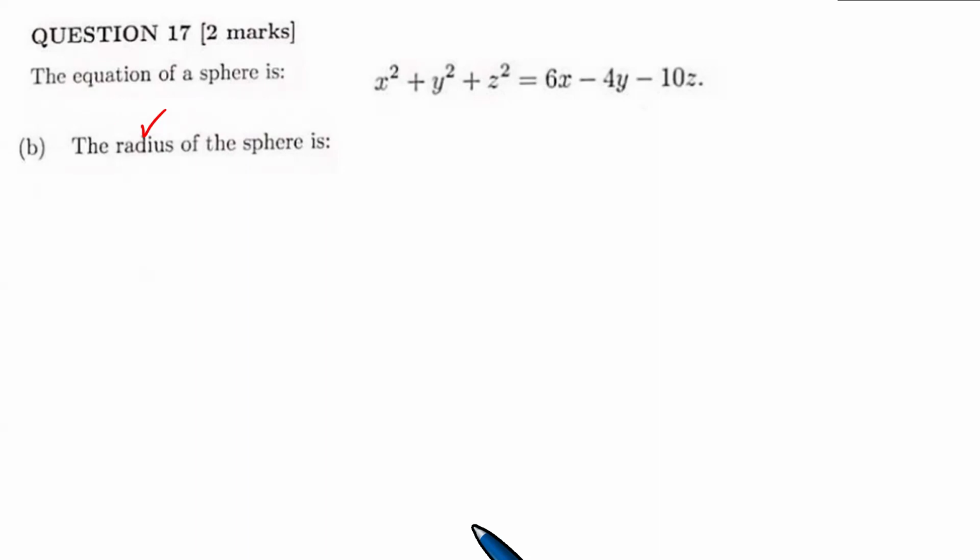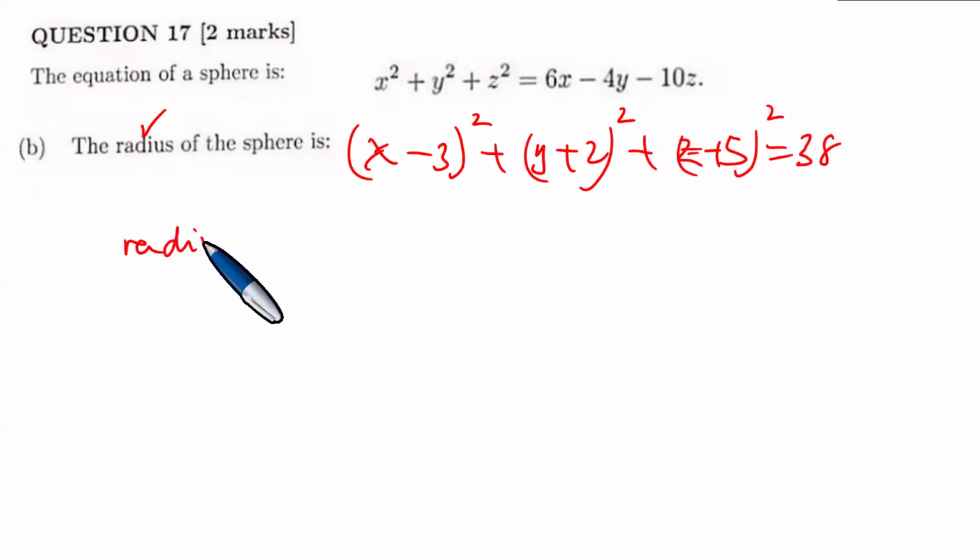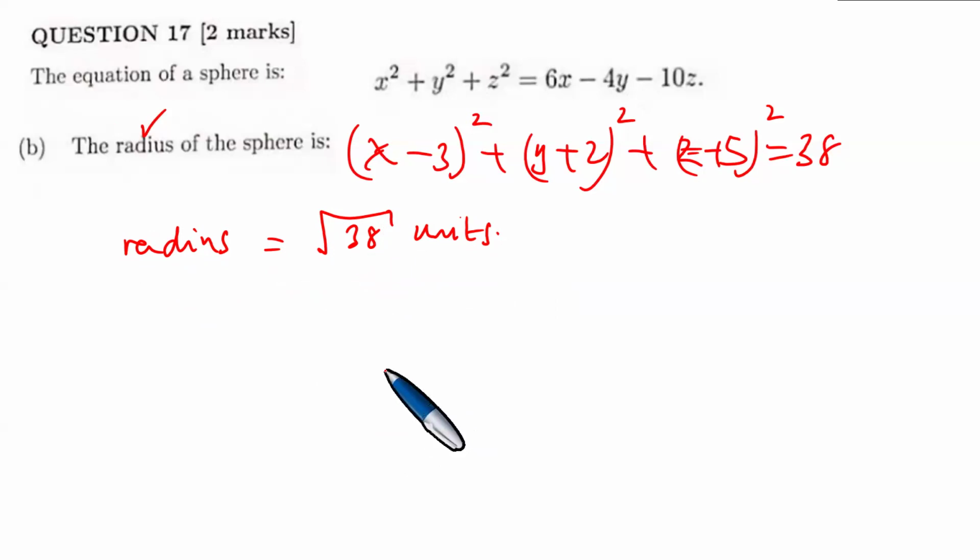Please come again. 38. The square root of 38. Good. Because you saw that we had x minus 3 squared, y plus 2 all squared, z plus 5 all squared equals 38, giving us the radius. The radius becomes the square root of 38 units. So what is the radius of the sphere? It is exactly the square root of 38 units. Any question? I'm sure that you're able to understand that one, right?